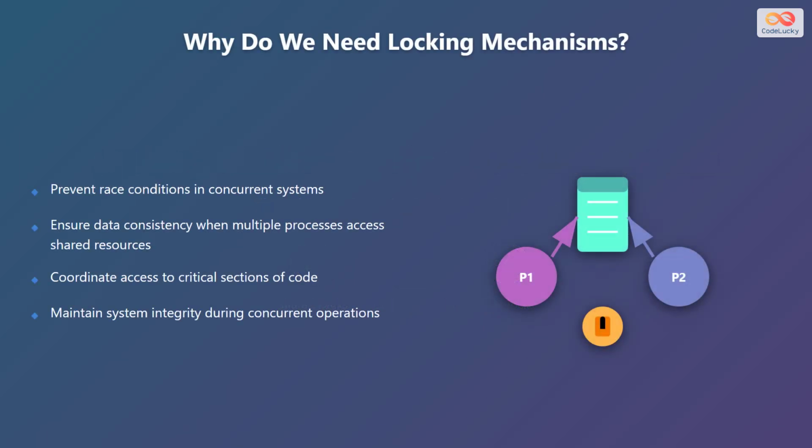Let's understand why locking mechanisms are essential. First, they prevent race conditions in concurrent systems, where multiple processes access and manipulate shared data simultaneously, leading to unpredictable outcomes. Second, locking mechanisms ensure data consistency when multiple processes access shared resources, maintaining the integrity of the data. Third, they coordinate access to critical sections of code, which are segments that must be executed atomically to avoid errors. Finally, locking mechanisms maintain system integrity during concurrent operations, preventing corruption and ensuring reliable performance.